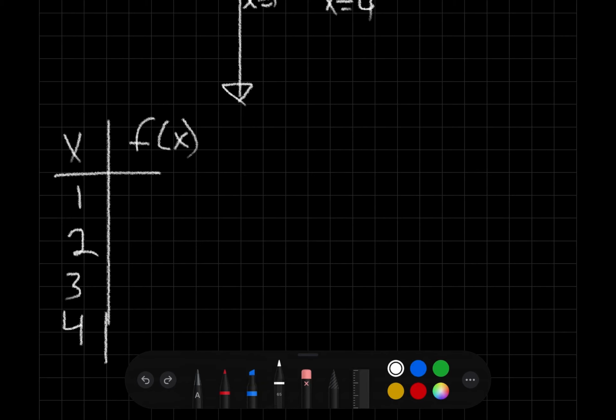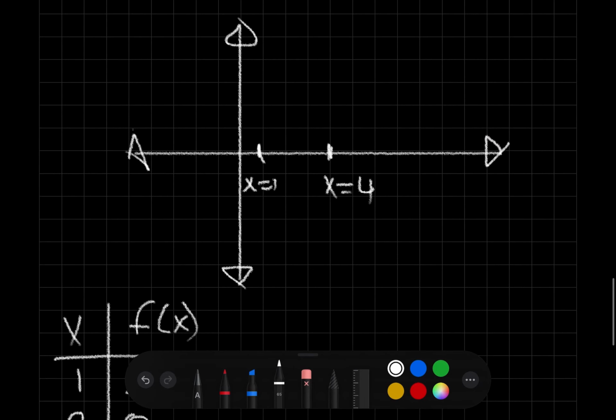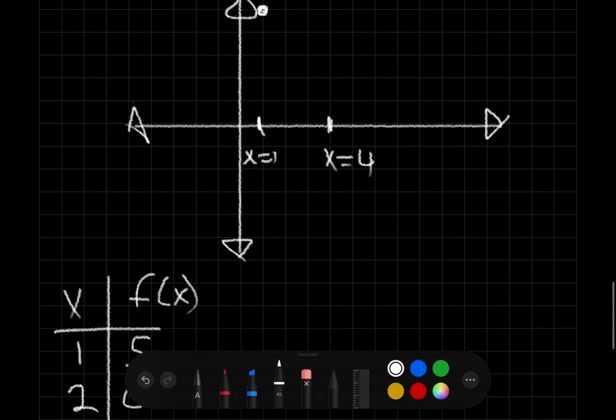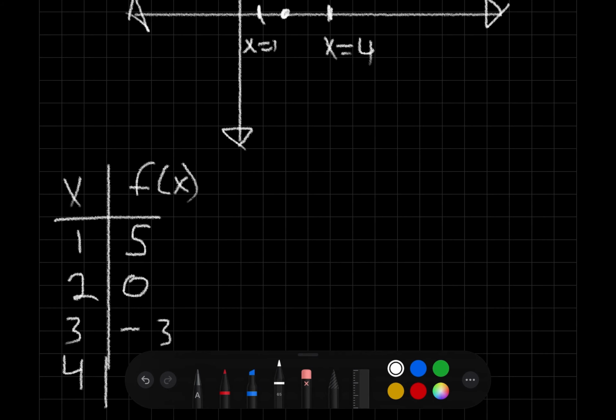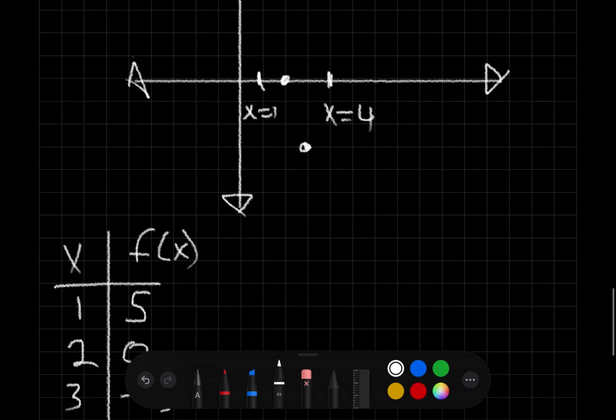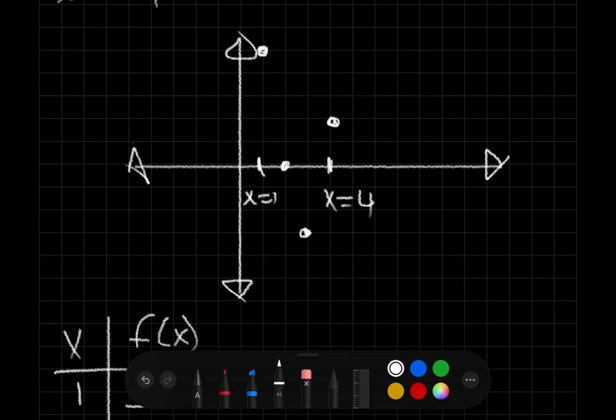All right, let's check your work and see how it went. So here are the values you get when you plug those values into the function. Let's plot those points on the graph, and you'll see how the intermediate value theorem works here. At 1, I have the value 5. At 2, the value 0. Oh, that's one of the points we were looking for. At 3, I have negative 3. And at 4, I have positive 2.